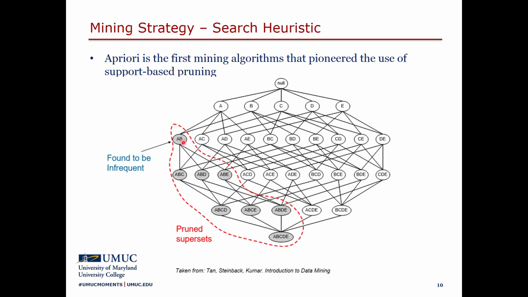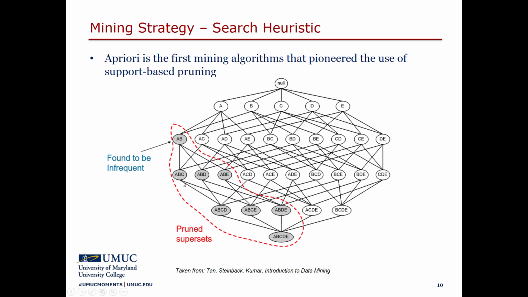So if you determine that A, B does not satisfy the threshold value or is found to be infrequent, then all of its supersets, that is every set containing A, B, will also be infrequent. So there is no reason for you to search that space. You can completely ignore it and cut the search space by applying this property.